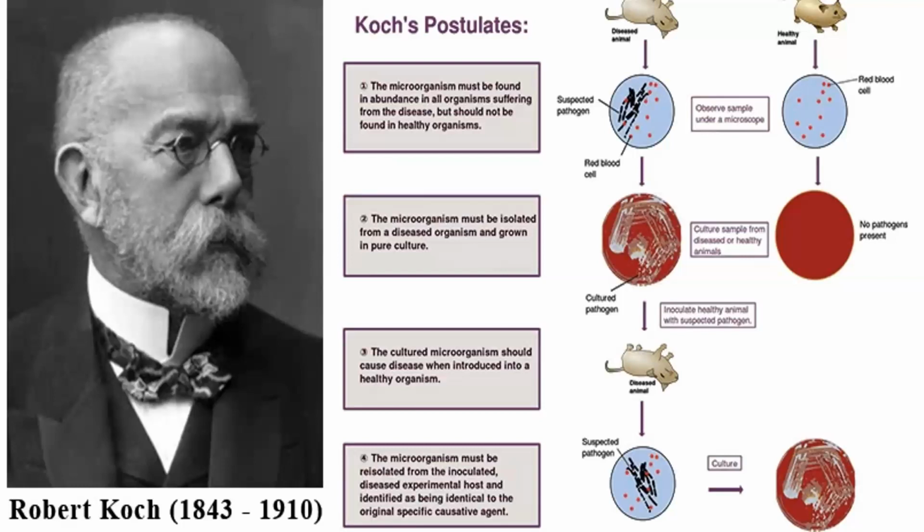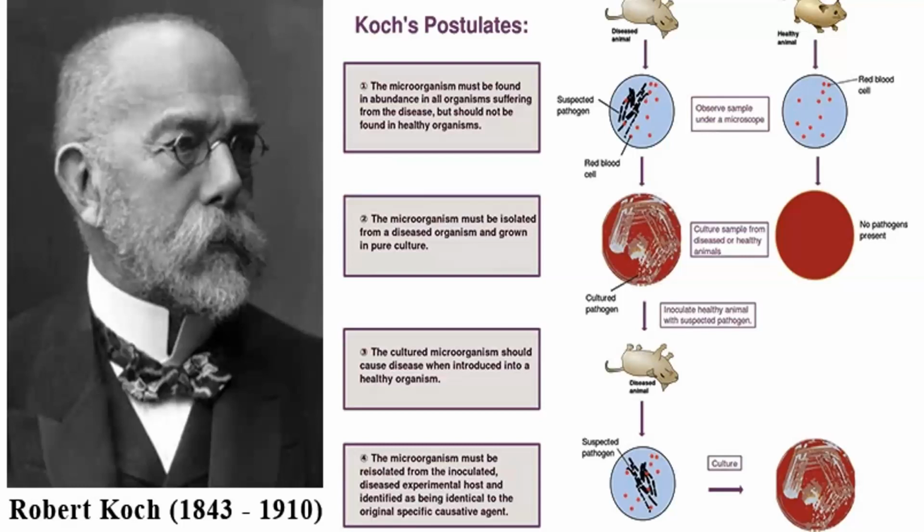Four postulates. The first one is that the microorganism must be found in abundance in all organisms suffering from the disease, but should not be found in a healthy person. It should be found in abundance. A little microorganism is present everywhere. But if he is showing disease, it will be in abundance.